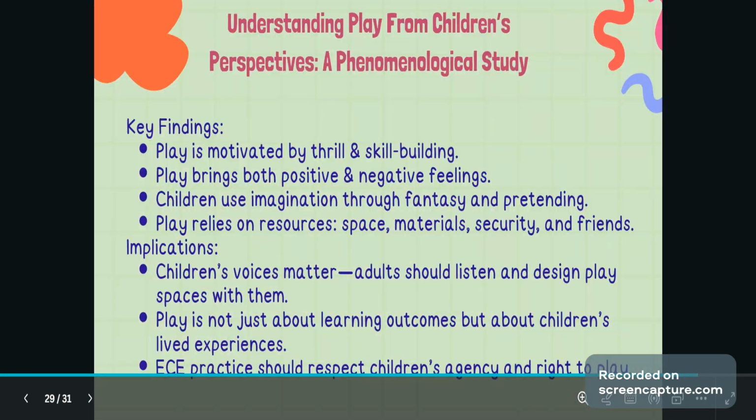For the last one, I have here as well a research that I find relevant to my topic. It is entitled Understanding Play from Children's Perspective, a Phenomenological Study. This paper is about children and their play. But instead of looking at play from the eyes of adults, like teachers or parents, the researcher asked, what does play really mean to children themselves? So the study was done with 8 children, ages 5 to 6, in a preschool in Istanbul, that's somewhere in Turkey.